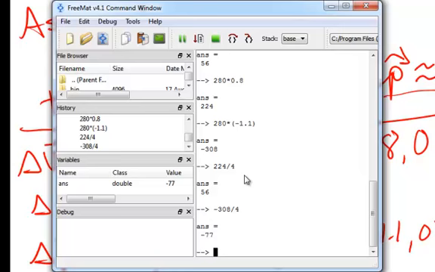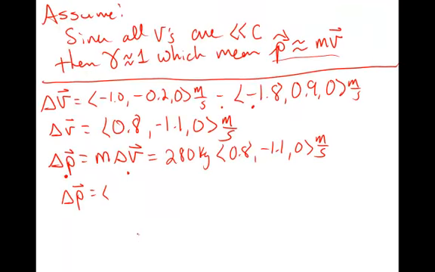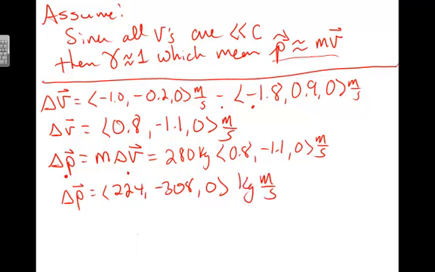Let's see. So 280 times 0.8 is 224. 280 times -1.1 is going to be -308. So 224, comma -308, comma 0 kilogram meters per second. Incidentally, the kilogram meter per second is the unit of momentum. So that's good. As you're going through the problem, you want to be checking and making sure that your units are making sense.